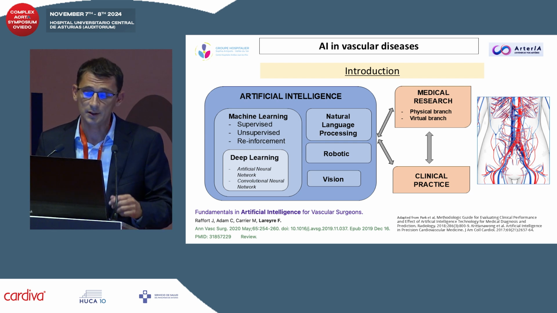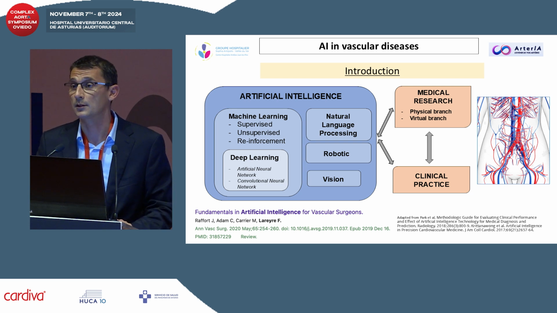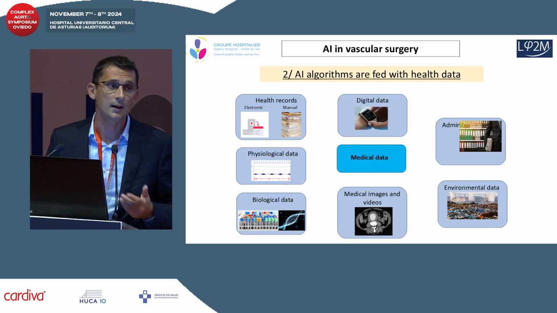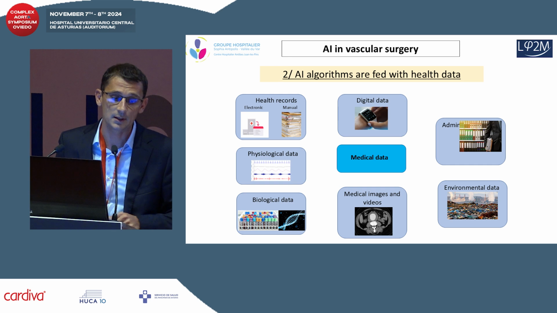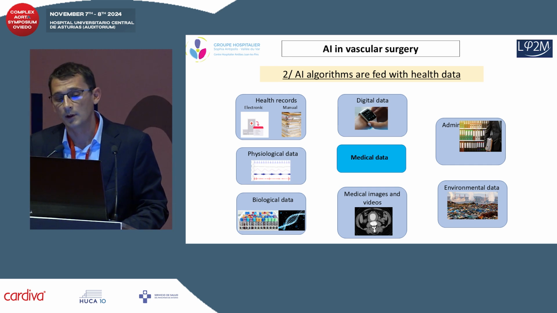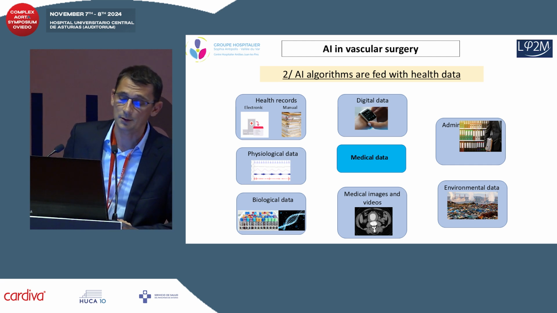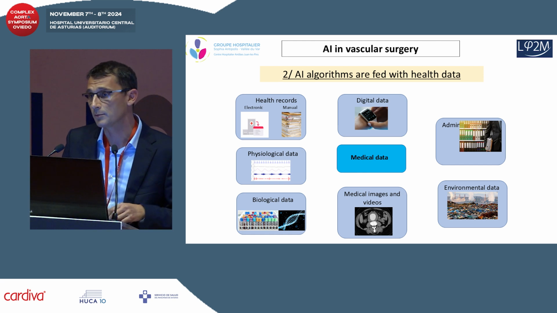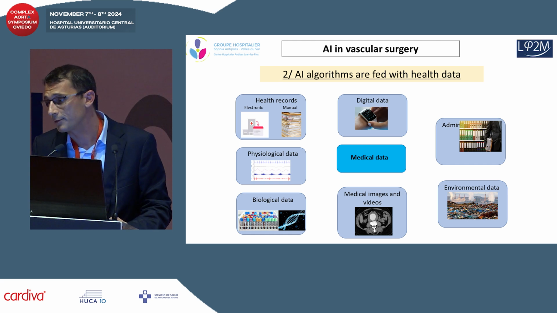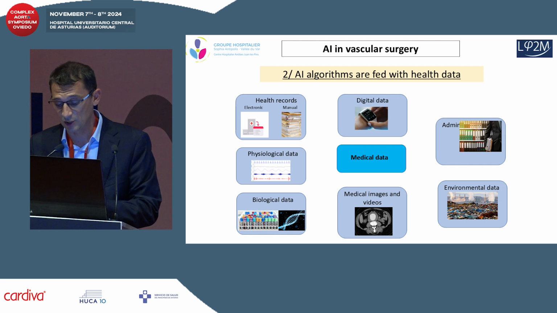Artificial intelligence has brought new perspectives in both medical research and clinical practice. We have to keep in mind that AI algorithms are fed with a large quantity of health data, which can come from the health record, electronic or manual. You also have physiological and biological data, and for us, vascular surgeons, medical images from CT scan, MRI, or ultrasound. And now, with the increase of smartphones and other devices, you have access to digital data.